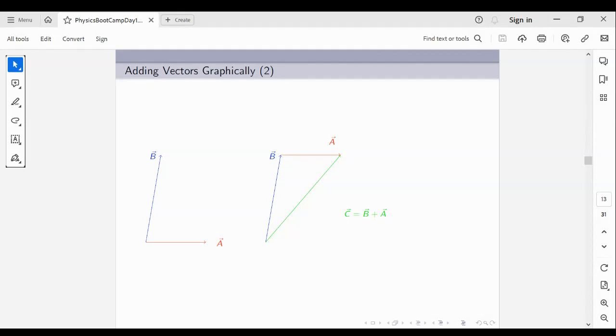Is the head of C the same place as the head of A? Yes.